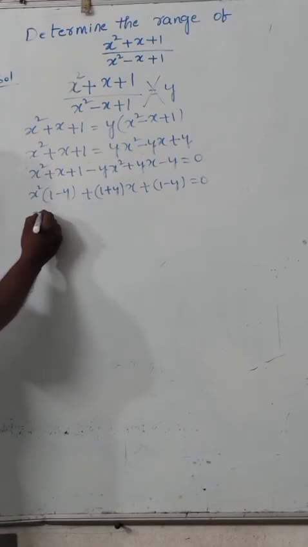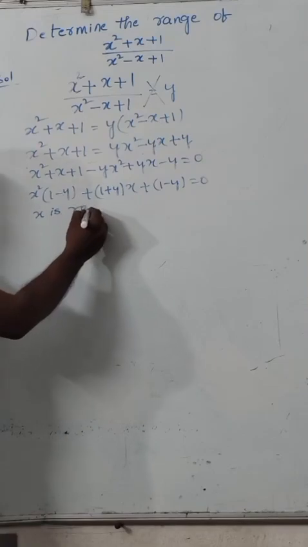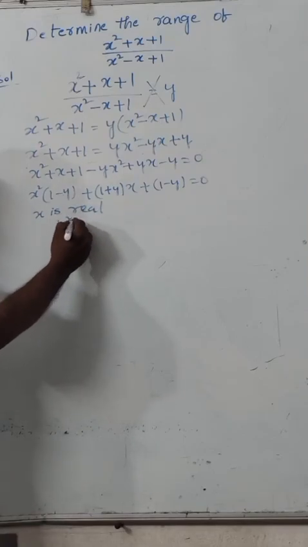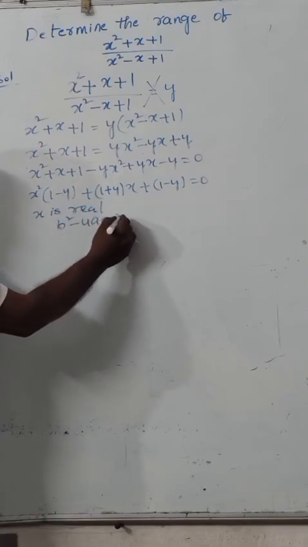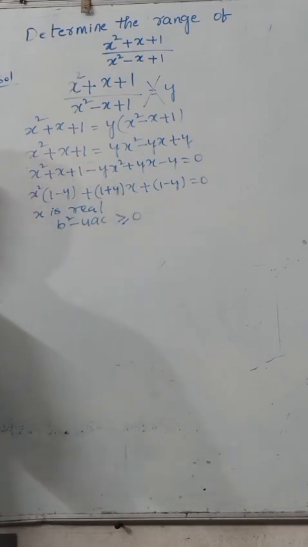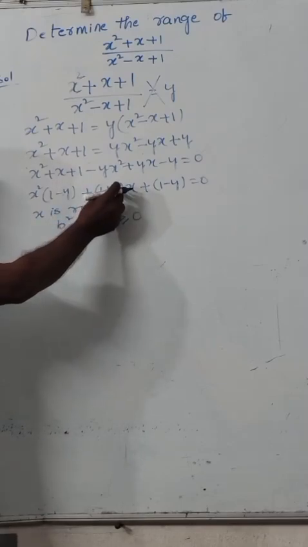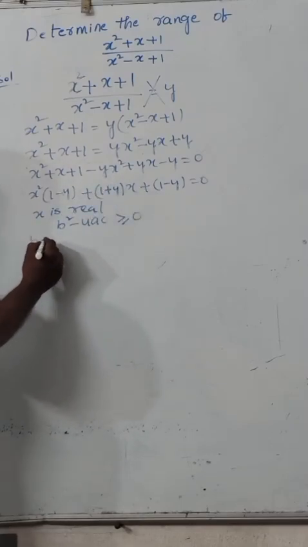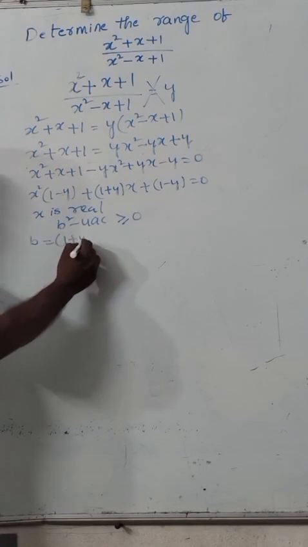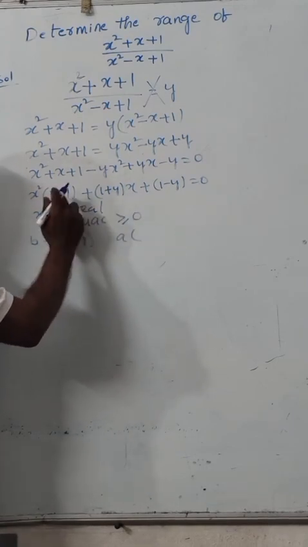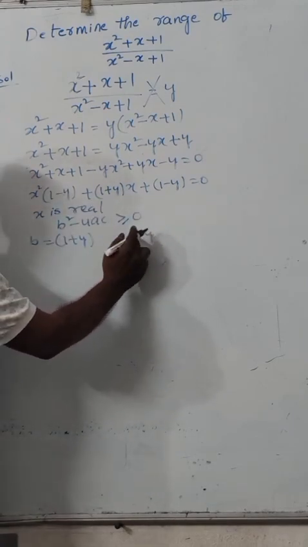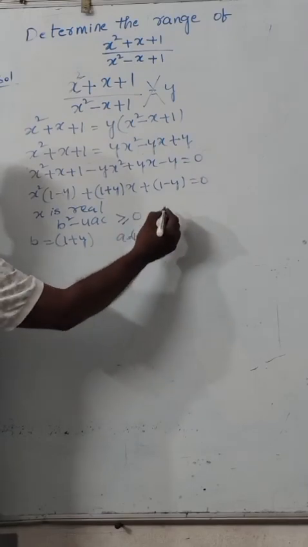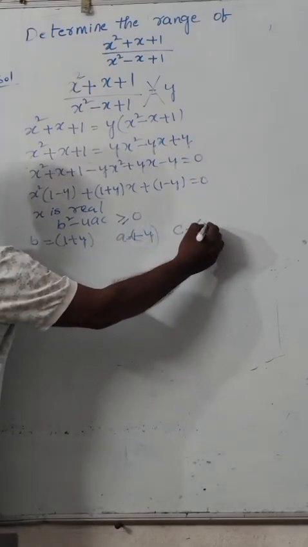So that x is a real value, x is real, therefore b square minus 4ac is greater than or equal to 0. B square minus 4ac greater than or equal to 0. Now here by comparison, b is equal to 1 plus y, a is the x square coefficient 1 minus y, and c is equal to 1 minus y.